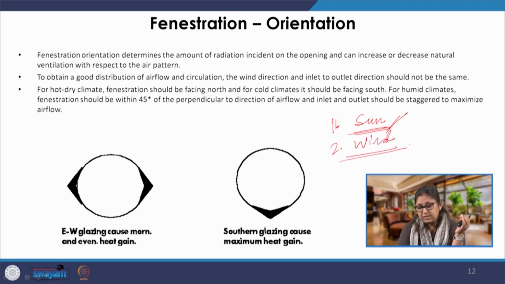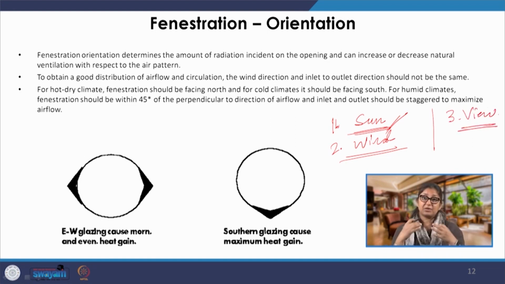Now, what is the primary factor for which the window is being designed? Plus, of course, the third factor is view, which is also significant. So, we also have to see if there is a good view available, maybe not favorable to sun or not favorable to wind, we may still be providing a viewing window. So, based upon these three, the orientation has to be decided.